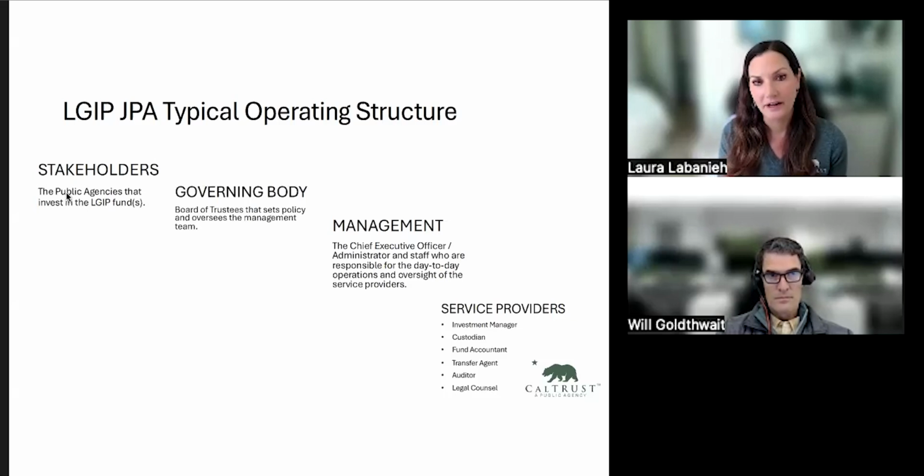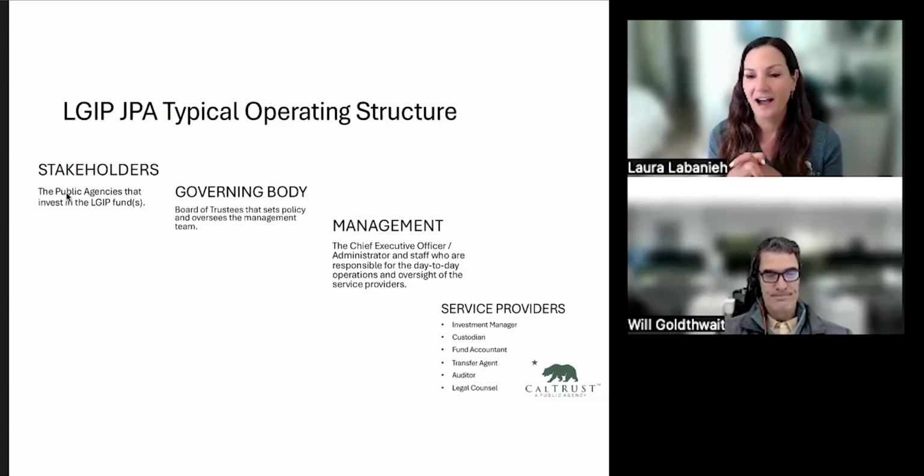There are other LGIP JPAs in the state that do it differently. Some may be appointed by other agencies, and others may be voted on and approved from the membership of the JPA or the shareholders, the same way CalTRUST is. So that's one thing you want to look at with the operating structure of your JPAs: how is the governing body formed? From there, the next step is you have the management.